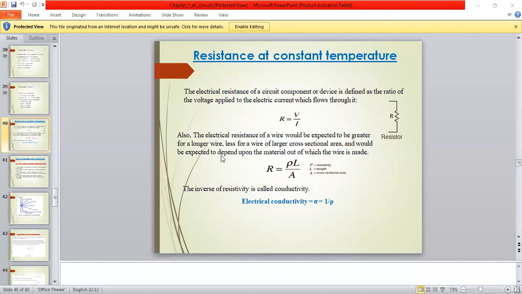Okay, today we are going to start with the topic on the resistance. So we are taking two topics firstly. One is the resistance at constant temperature and then the resistance at variable temperature. Okay, for the resistance at constant temperature, the electrical resistance of a circuit component or a device is defined as the ratio of voltage applied to the electric current which flows through it. So the formula as per the Ohm's law, the resistance is equal to V upon I.